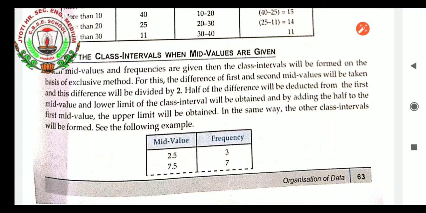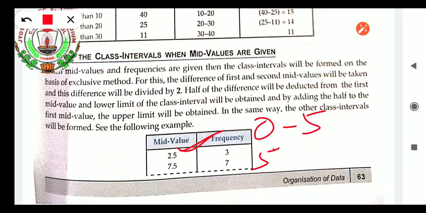This 2.5 will be deducted from and added to the first mid value 2.5. First it is deducted, so 2.5 minus 2.5 is 0. Then it is added again, 2.5 plus 2.5 becomes 5. So the first class we get is 0 to 5. For the second, 7.5, we deduct 2.5 and get 5, and when we add 7.5 plus 2.5 we get 10. So this is the way we can create the classes from mid values.